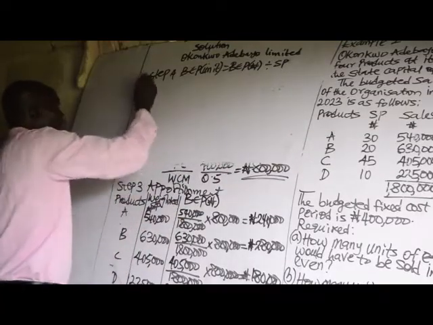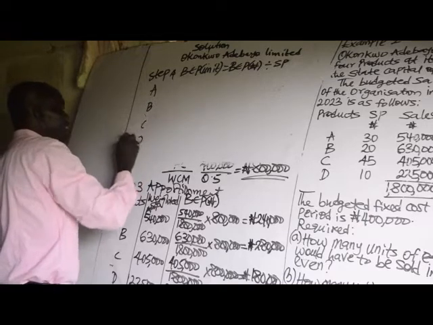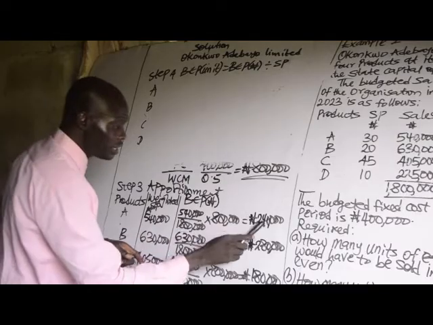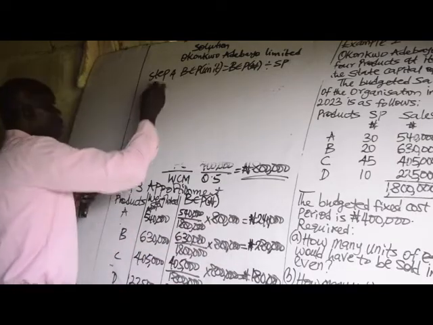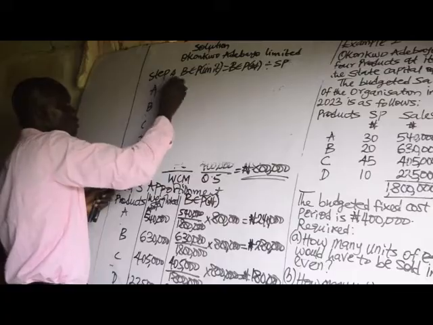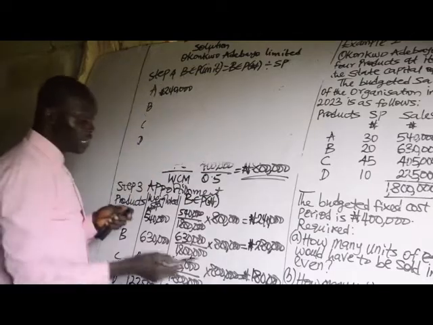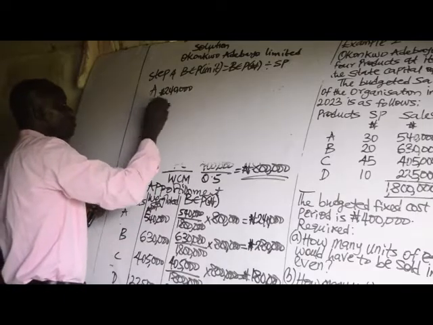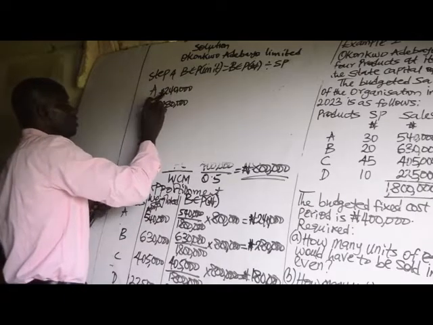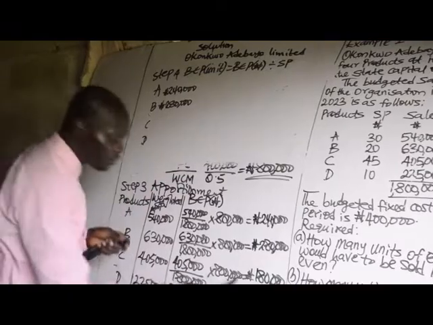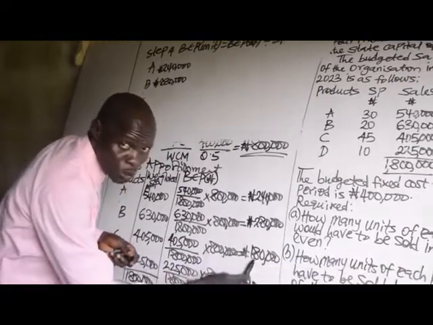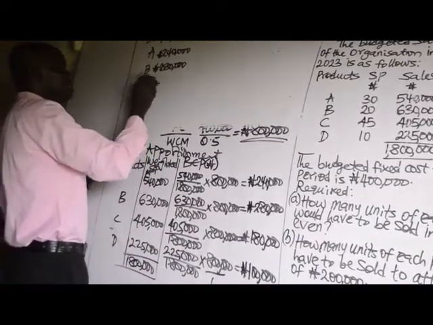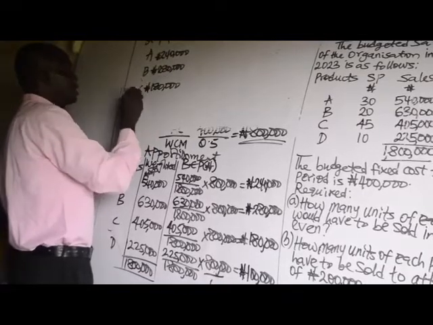So you have 4 products, A, B, C, and D. The BEP in sales value for product A is 240,000. The BEP in sales value for product B, 280,000. The BEP in sales value for product C, 180,000, while that of product D is 100,000.